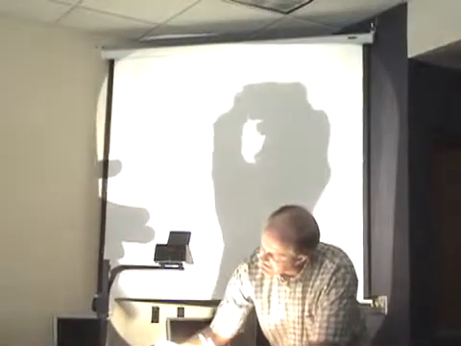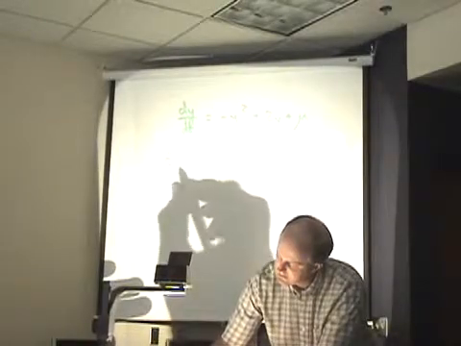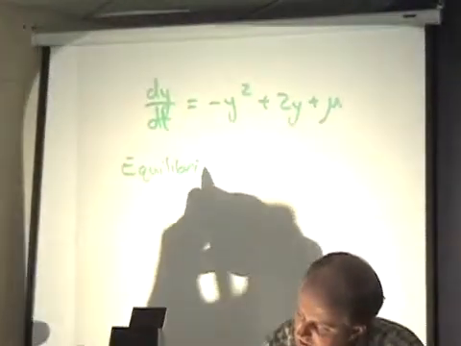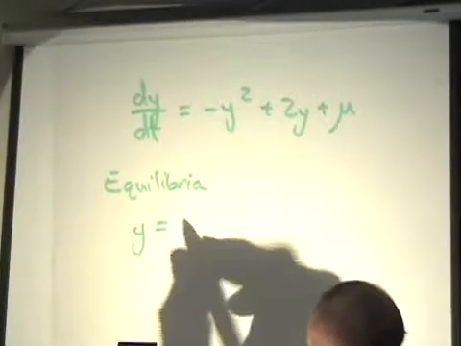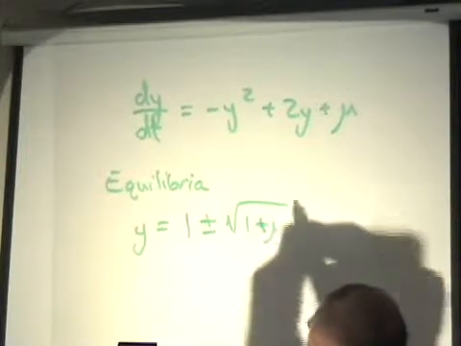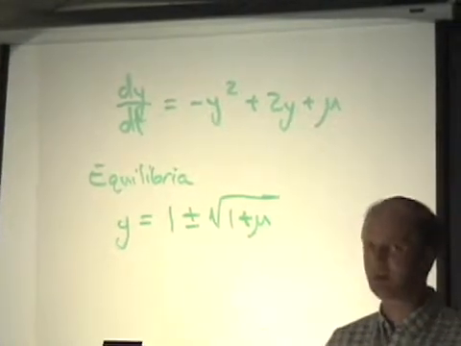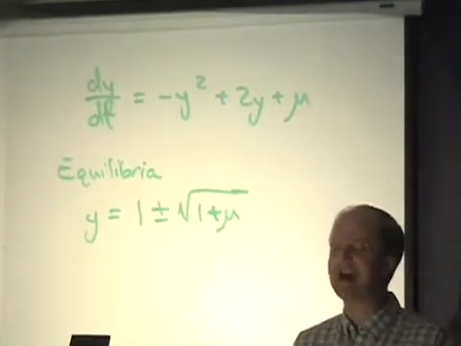just thinking about this in a little bit more sophisticated way. So once again, here's my differential equation. Same equation as before. And the equilibria, the equilibrium points, are at y equals 1 plus or minus square root of 1 plus mu. What I had on the previous slide was a crude example of what's called a bifurcation diagram.